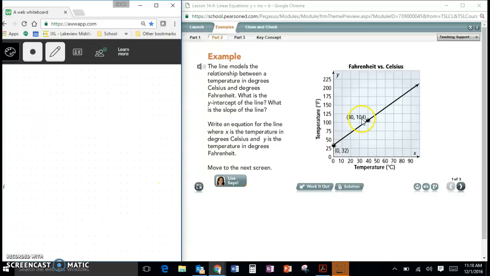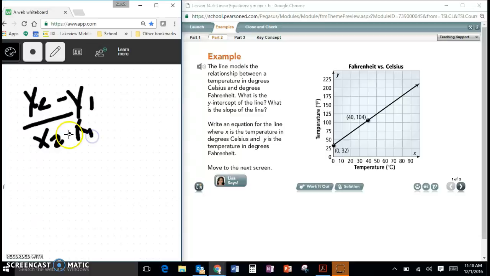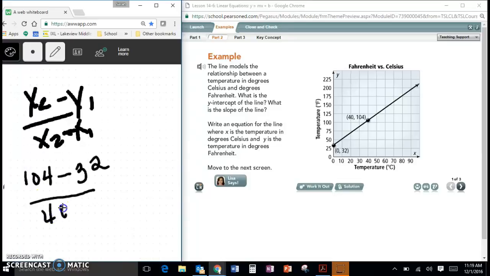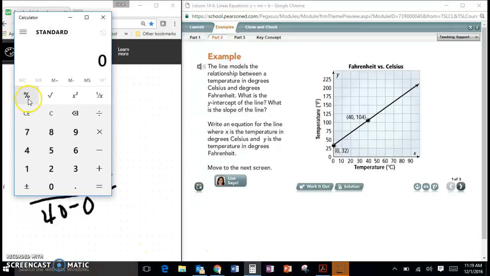And actually on this one, let's use that formula that we learned about. So y sub 2 minus y sub 1 all over x sub 2 minus x sub 1. Okay, so let's call this one number 1 and this one number 2. So 104 minus 32 all over 40 minus 0. So 104 minus 32 on top.